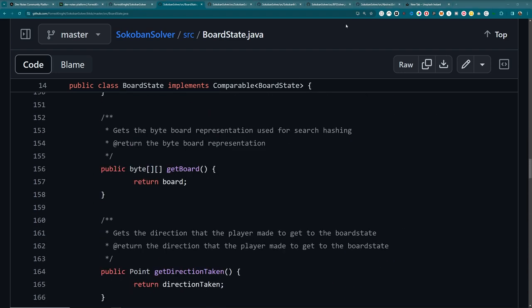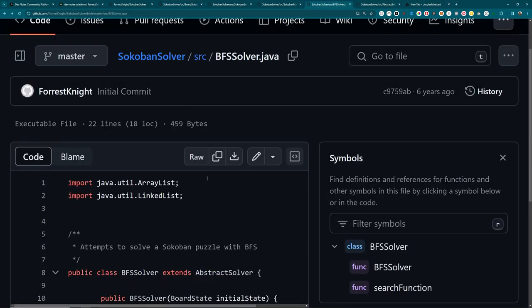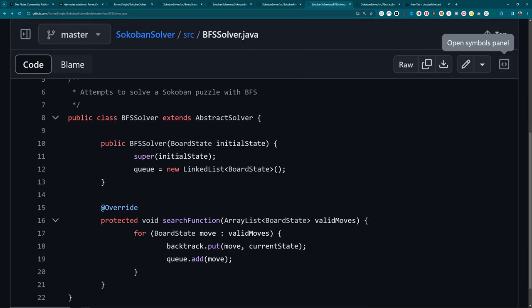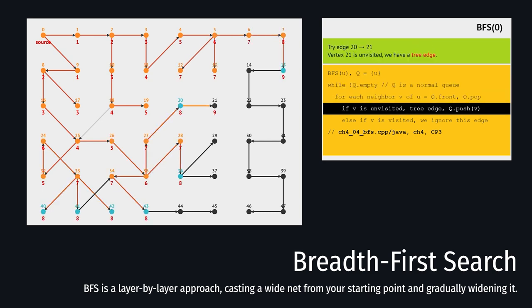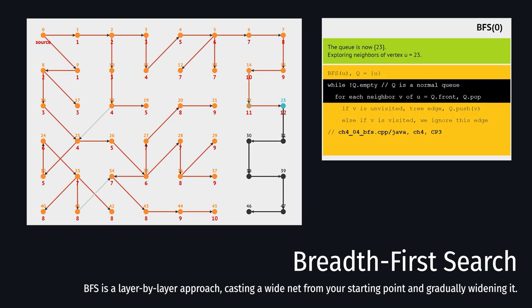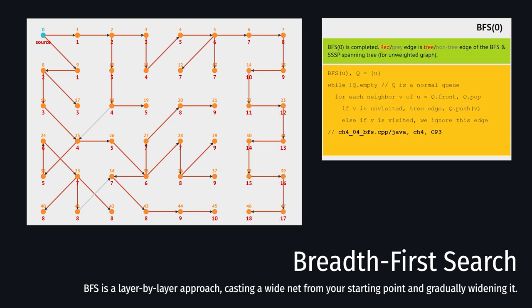Now, if we want to come over to BFS, this is one of our mini solvers. Let's get that out the way. And as you know, BFS is breadth first search, so it's a layer by layer exploration strategy that examines all possible moves from a given node before moving on to the move's successor, or next layer.